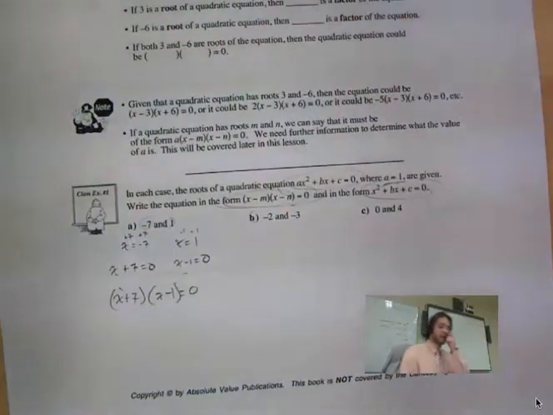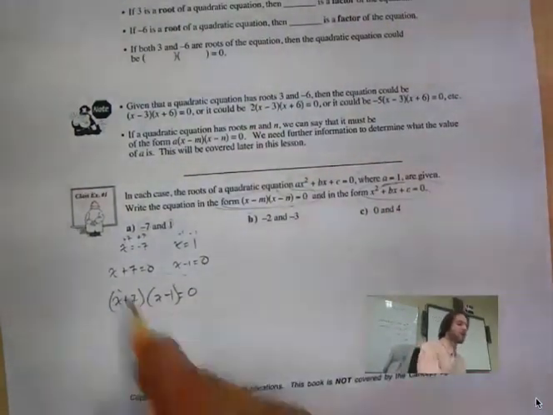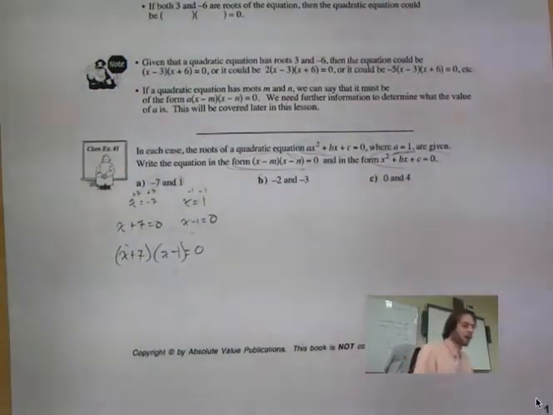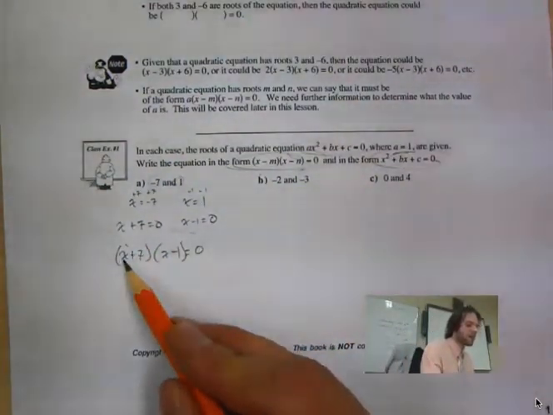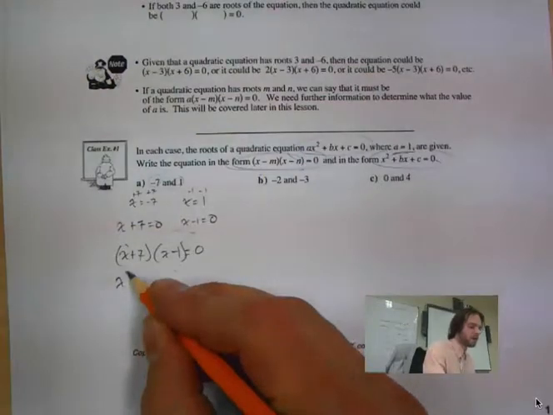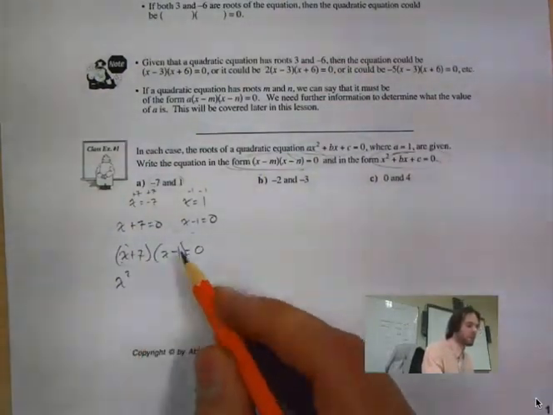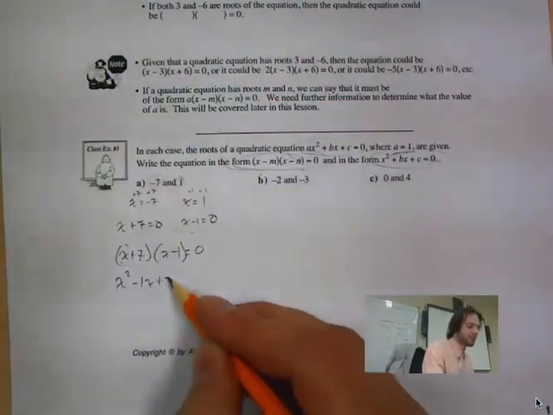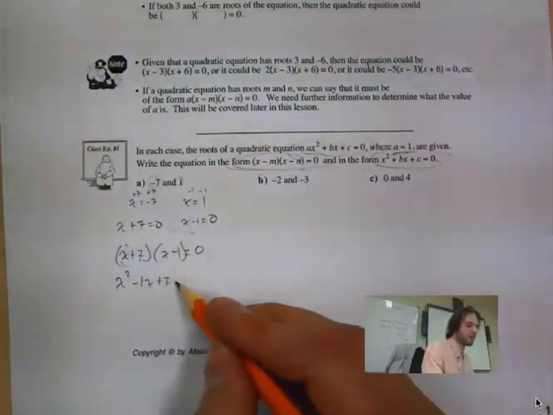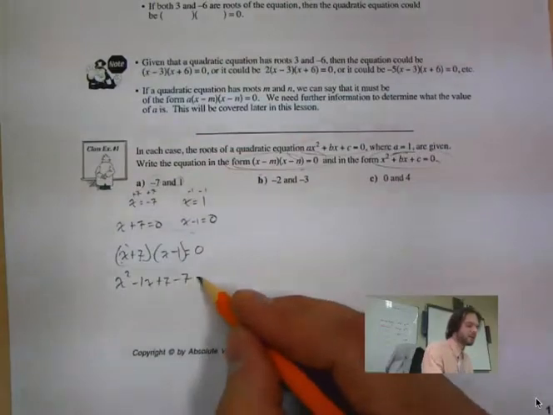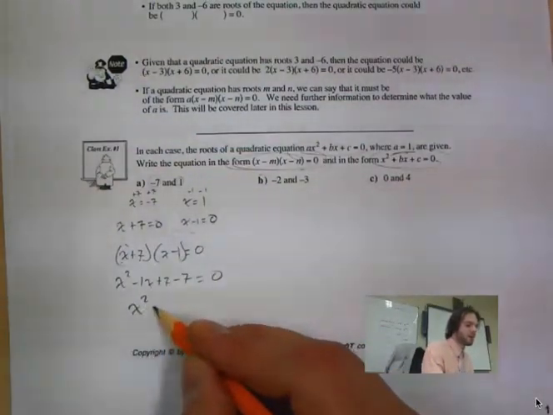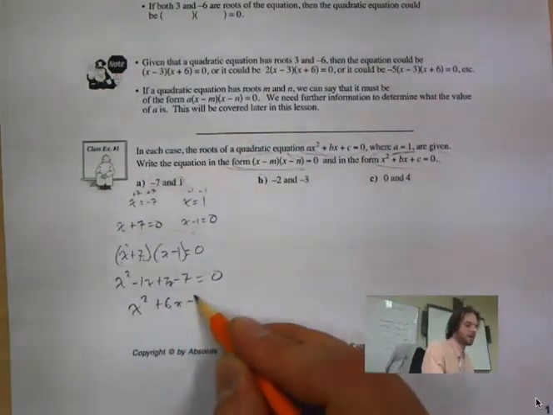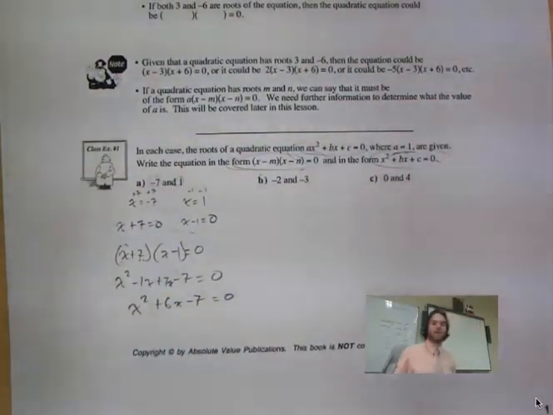Okay? Now if I want to continue this and put it into that form, all I have to do is multiply these out. We're just going to expand it. How do I expand? Well, x times x is x squared. Then x times -1 is -1x. Then 7 times x is plus 7x. And then 7 times -1 is -7. Combine these, and I'm going to get x squared plus 6x minus 7 is equal to 0. That's it.